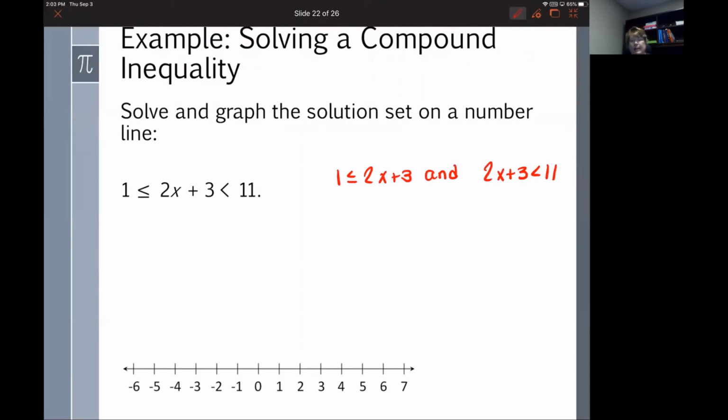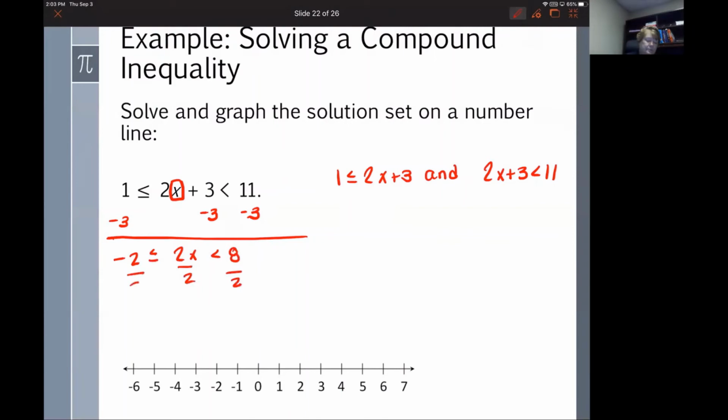I'm going to isolate the x in the middle of these two inequality symbols. So I want to get the x all by itself. And to do that, I'm going to subtract 3. Well, whatever I do to the middle, I have to do to the two endpoints. And then I'm going to divide by 2 to isolate the x. So I get x is greater than or equal to -1 and less than 4. So in set builder notation, it's the set of all x such that x is greater than or equal to -1 and less than 4.